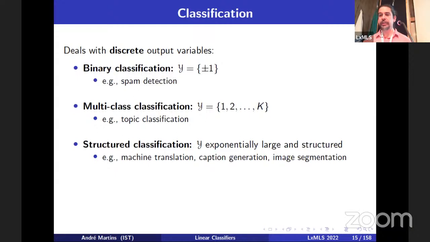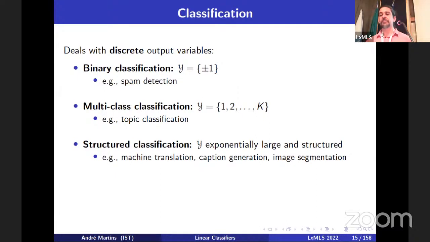Apart from regression, we also have classification. Here we are dealing with discrete output variables. The simplest case is a binary classification problem where there's only two labels. And throughout this lecture, when we have binary classification problems, by convention I'm going to say that the labels are +1 and -1. This is just convenient, as we are going to see.